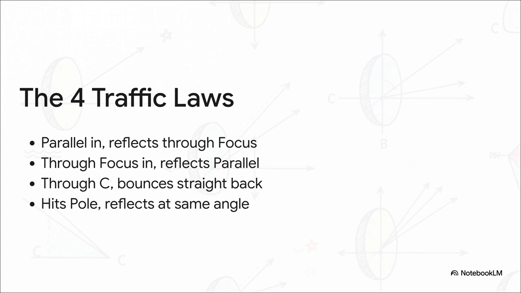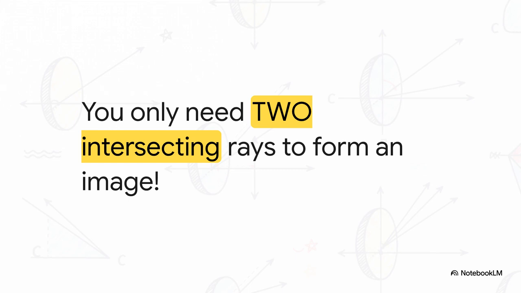Law 3, a ray passing through the center of curvature hits the mirror dead on and bounces right back along that exact same path. And finally, Law 4, a ray striking the pole reflects at the exact same angle it came in at. Now you might be sitting there thinking, wait, a real object emits literally millions of light rays. How on earth am I supposed to draw that? Well, here is the sheer magic of ray diagrams. You don't need a million rays. To locate an image and figure out exactly what it looks like, you only need to pick 2 of those traffic laws. That's it. Just 2 perfectly placed intersecting lines are totally enough to map out reality.